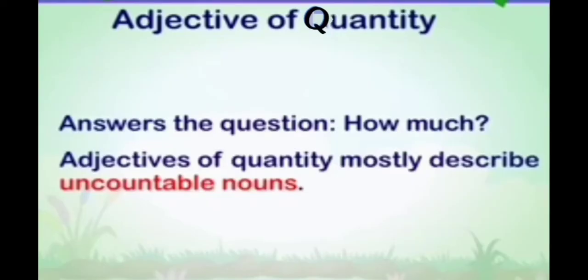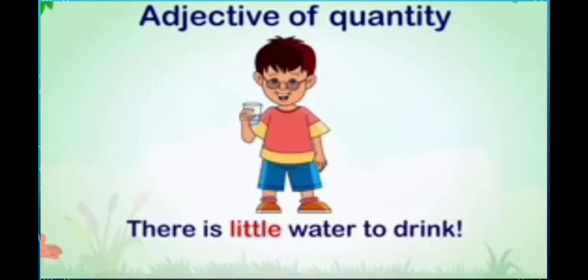Now let's move on to the second one, that is adjective of quantity. An adjective of quantity answers the question how much. Adjective of quantity mostly describes uncountable nouns. It also tells us about the quantity of a noun. It will be more clear with the help of the given example. There is little water to drink. So little answers the question how much water.